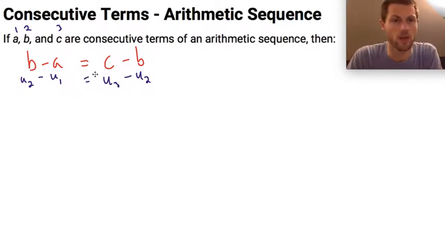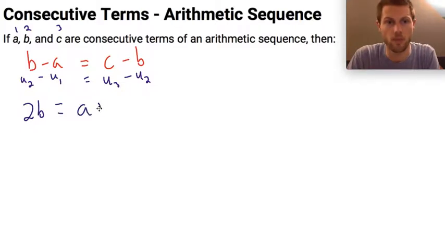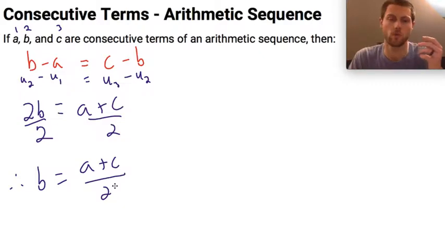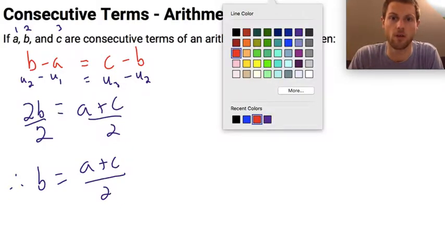So what I can do with that then is I can rearrange all of this. I can get all the b's to the same side. So this is going to turn out to be 2b is going to equal a plus c. And if I divide both sides by 2, then I get b is going to equal a plus c over 2. So this is what I'm concluding. This b term is a plus c over 2. And you might think, okay, well, who cares? Why does that matter? Really, the important thing to take out of this is that B is the average of A and C.